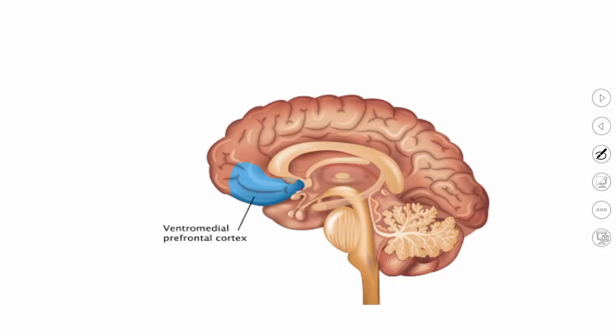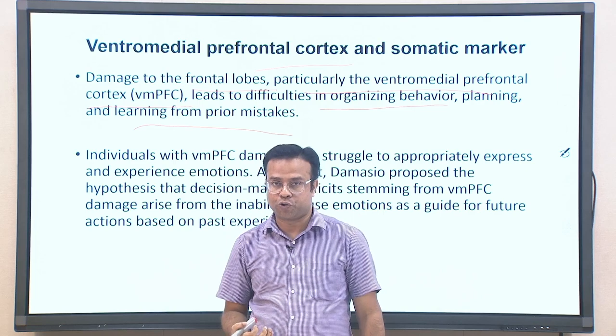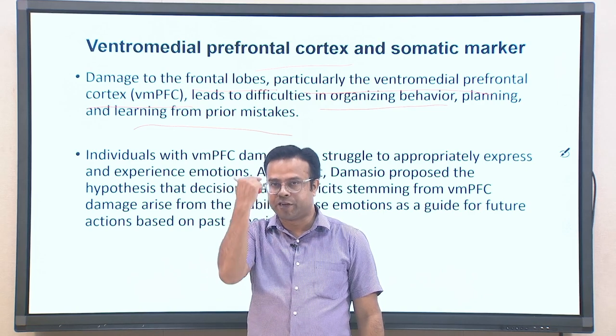So, we will see this in this picture, you can see this blue part is the prefrontal cortex. If you see the brain, this is the front part of the brain and this part is the ventromedial prefrontal cortex. When there is damage in this part of the brain, people find it very difficult to make decisions because this part is one of the important parts for making decisions. Individuals with this ventromedial prefrontal cortex damage also struggle to appropriately express and experience emotions. So, this part also has important emotional implications, because emotions can be regulated by this part also.